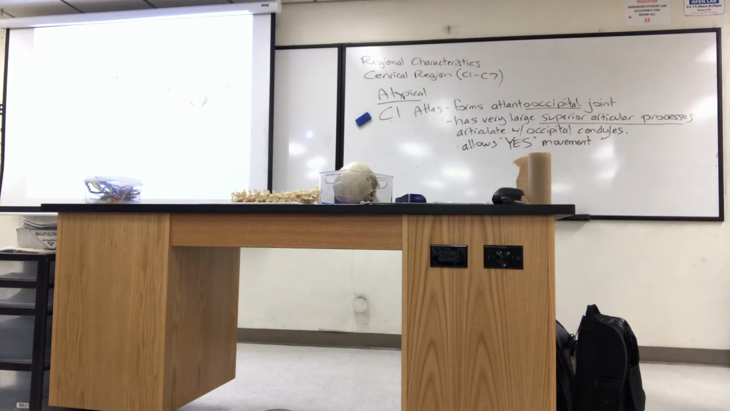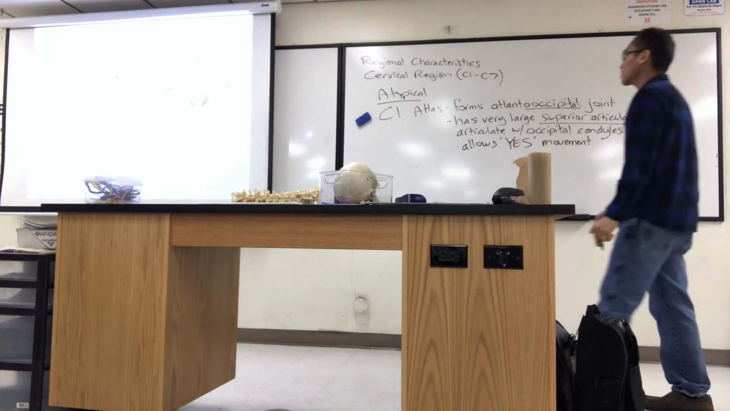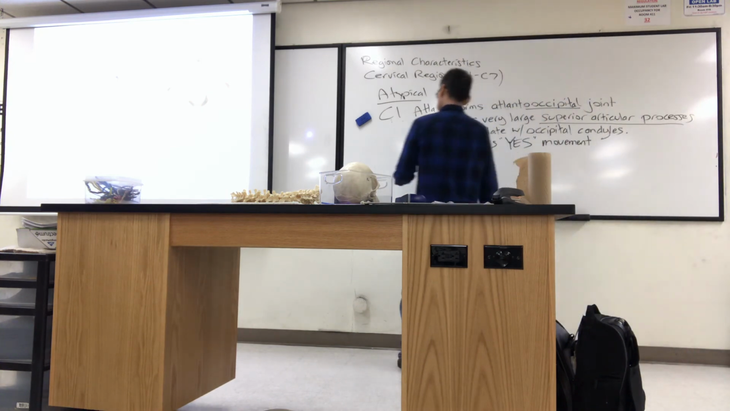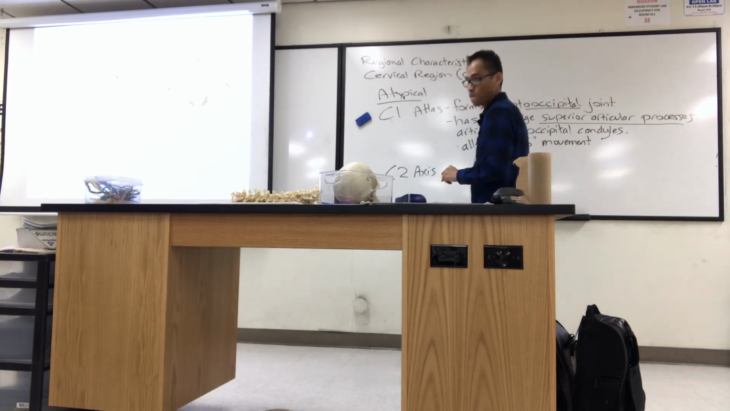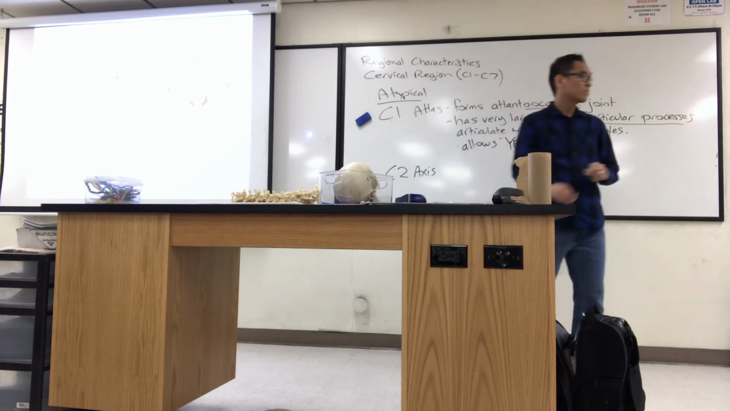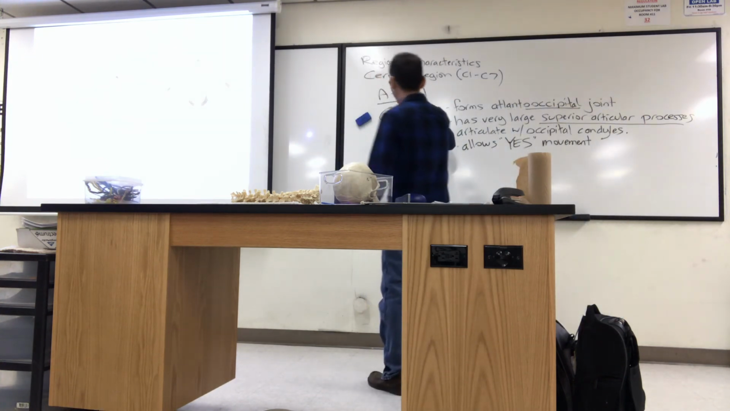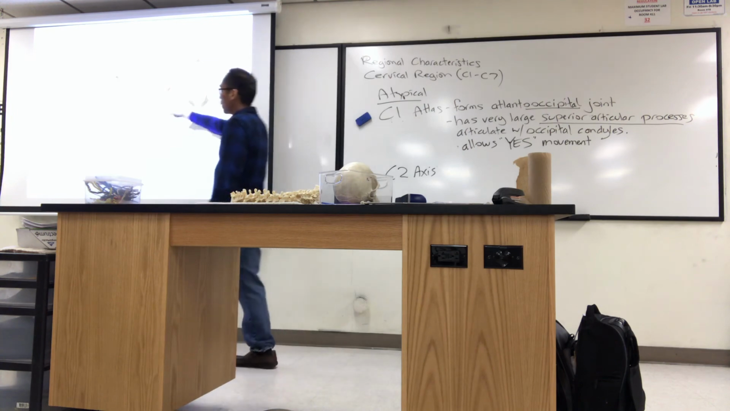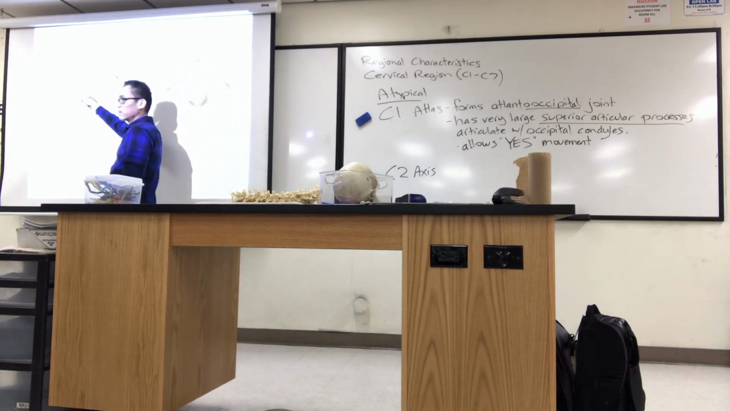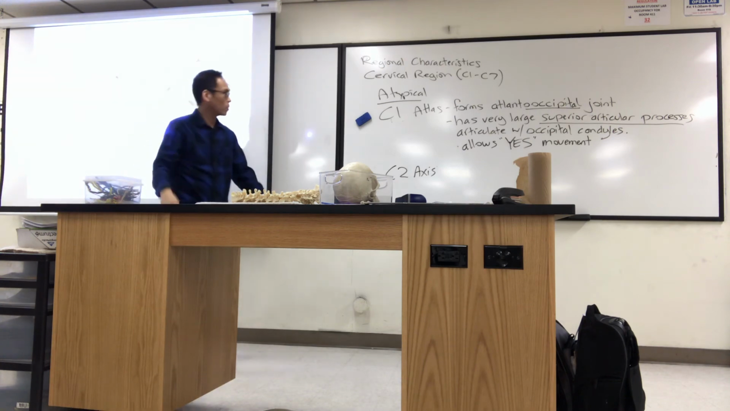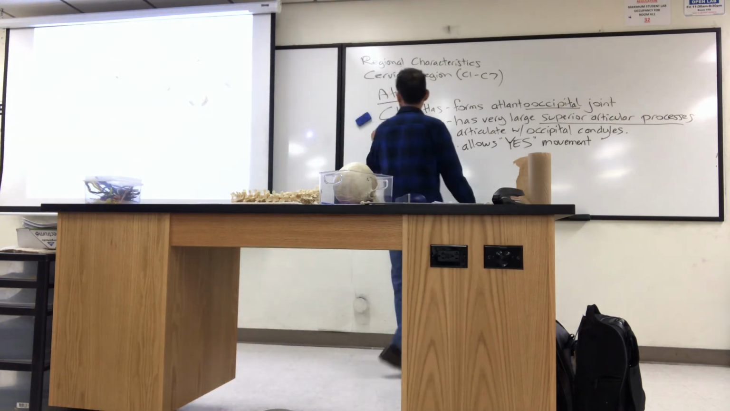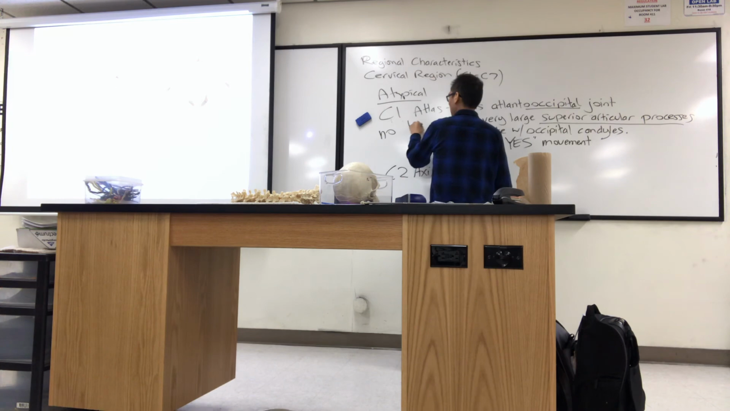Then you got C2, axis. Now that has a vertebral body. Well, actually, I didn't really say that for Atlas. Notice how Atlas has no vertebral body. You should probably put that it's not there. That's very atypical. No body.